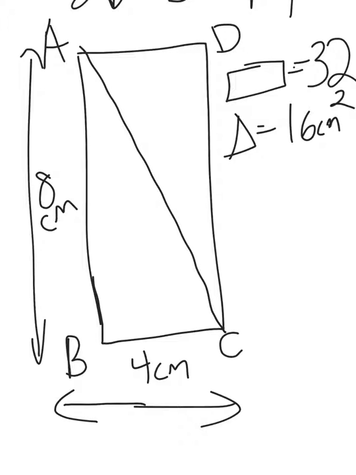If you did the calculations, the area of rectangle ABCD is 32 centimeters squared. Don't forget your units, and area is always squared. And the area of triangle ABC is 16 centimeters squared. So it's exactly half of that area of the rectangle.